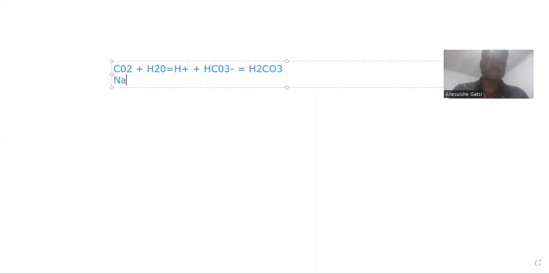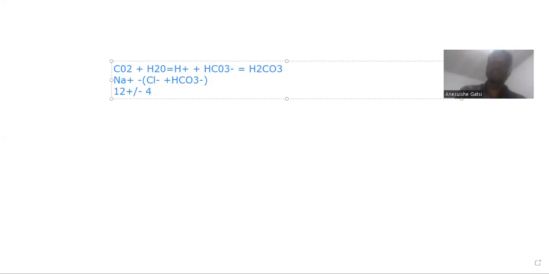So the anion gap is simply sodium minus, open bracket, chloride ions plus bicarbonate ions, close bracket. So this is the anion gap, and normally we allow for a leeway of 12 plus or minus 4. I think I can put it this way. Plus or minus 4 there, right?